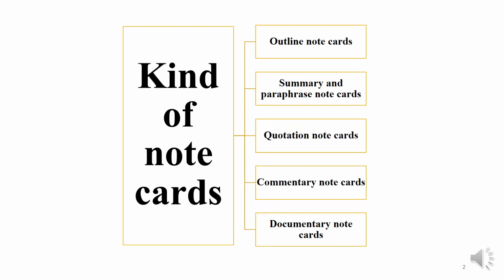Number 3, quotation note cards. In this type we quote directly from other resources. And commentary note cards is the fourth one, which includes our comments or comments of other authors. And finally we have documentary note cards, which include the information of the sources we use.